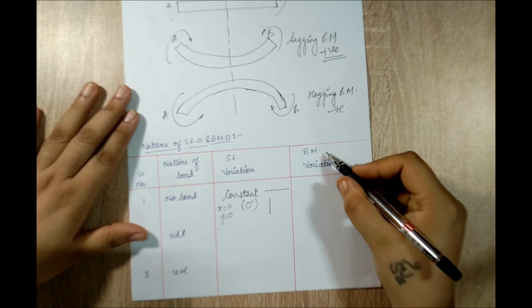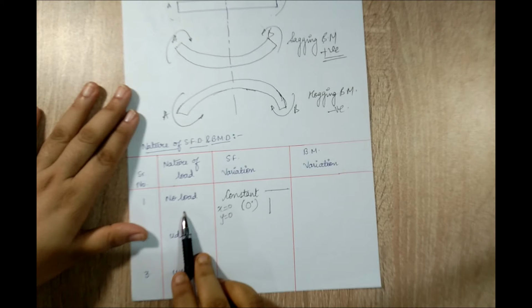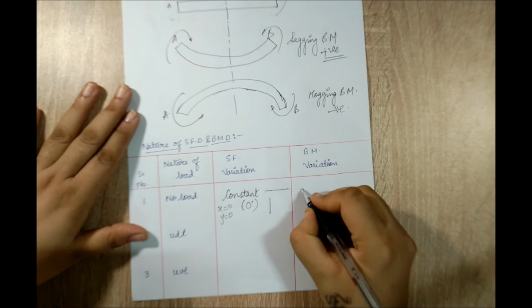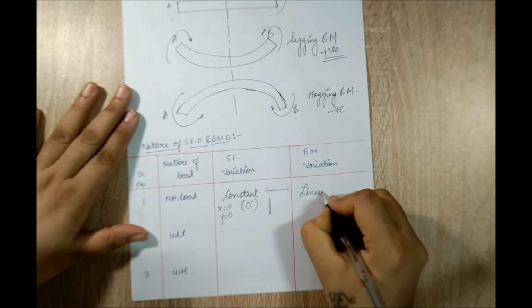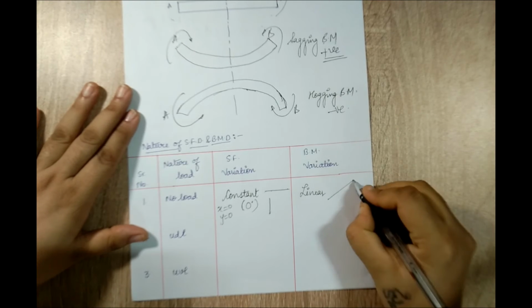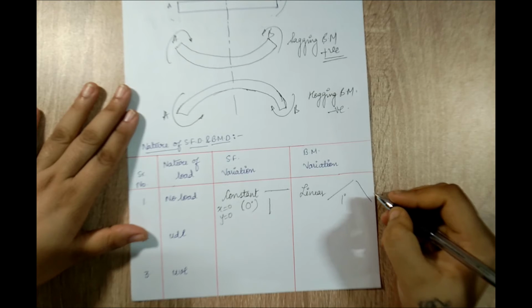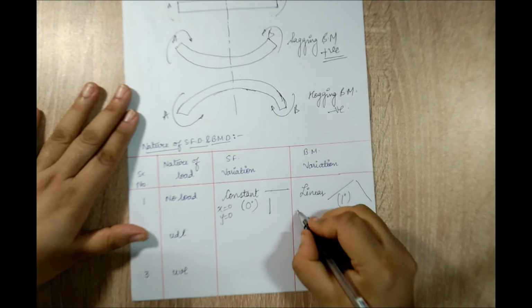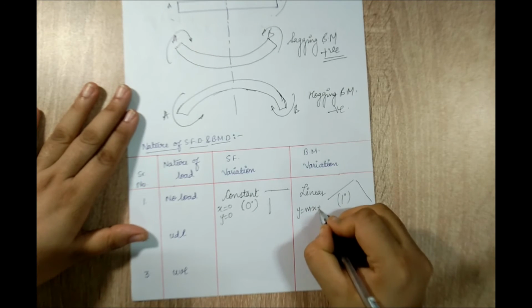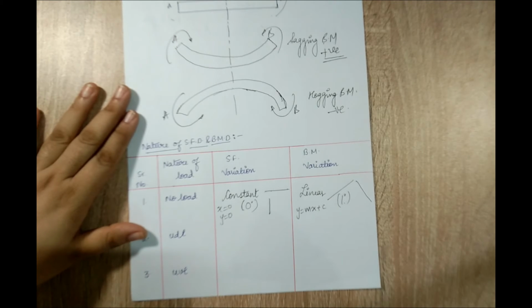Next is about the bending moment for such kind of a loading. The bending moment diagram is generally going to be linear. When I say linear, it is like this, increasing or decreasing type. This is a first degree line. We have equations like y is equal to mx plus c. This is a linear equation.